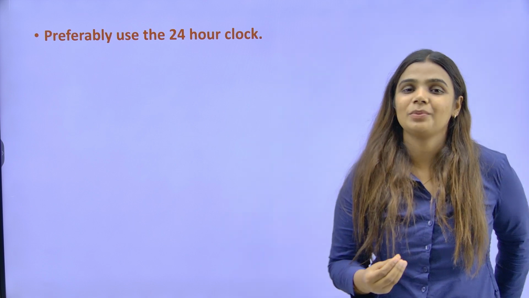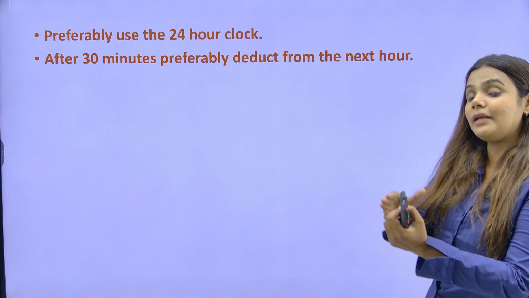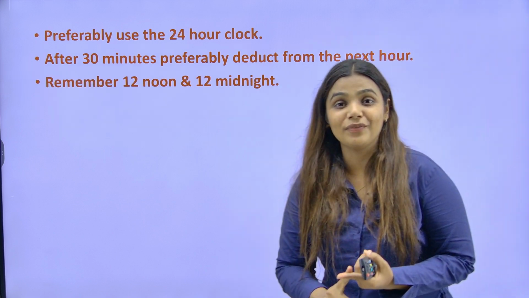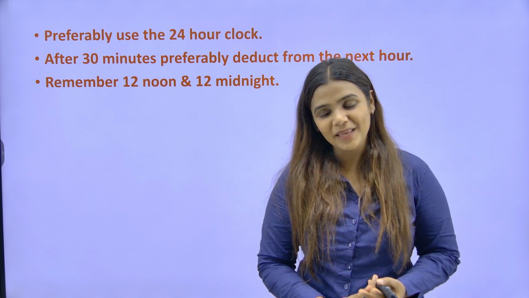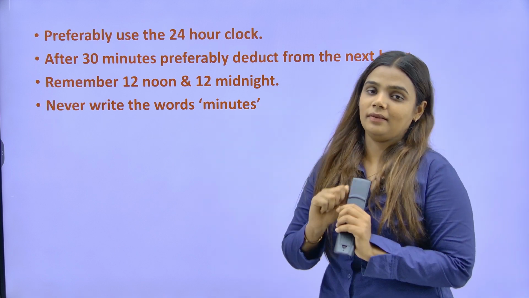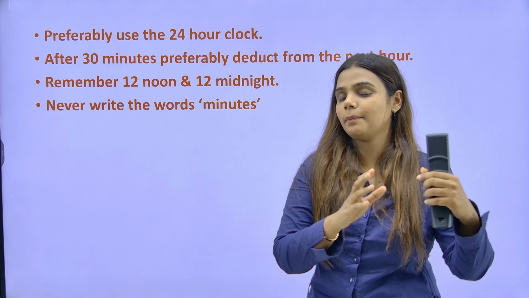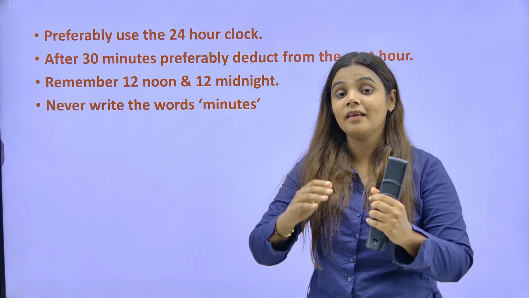Let's just revise what we have learned right now, the points that you need to remember. Preferably we use the 24-hour clock. After 30 minutes, preferably we deduct from the next hour. Remember the 12 noon and the 12 midnight, that is midi et minuit, and never write the word minute. We just say it without minute. We say, par exemple, il est 10h20. We don't have to say il est 10h20 minute.